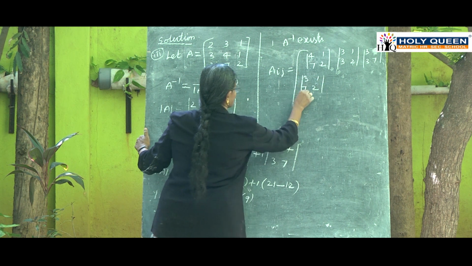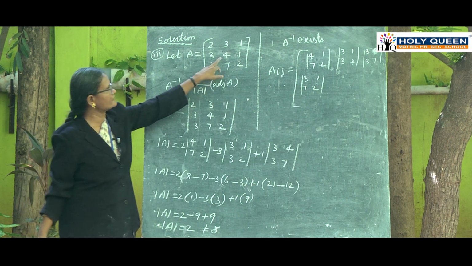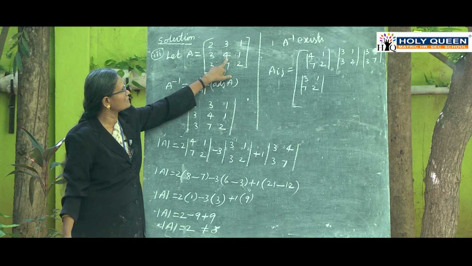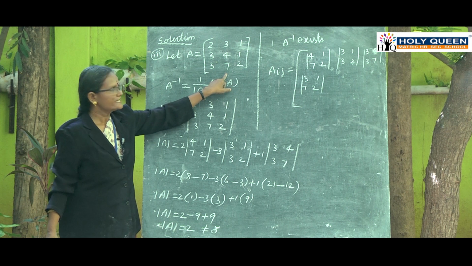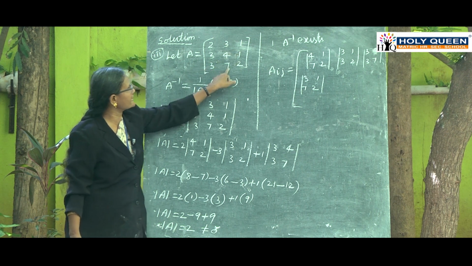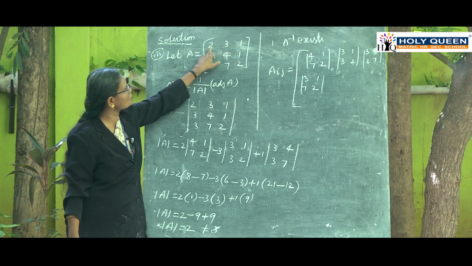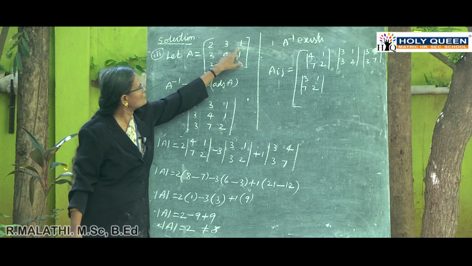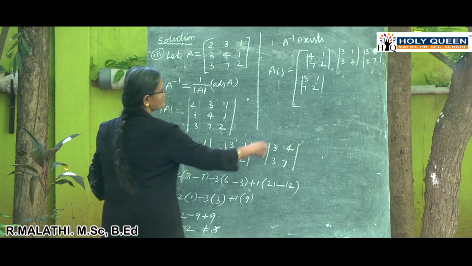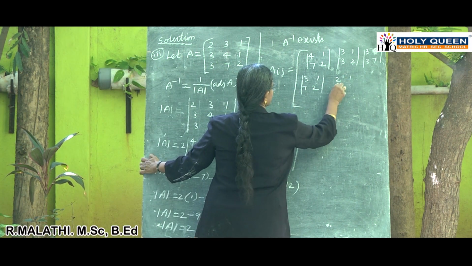In the second row, second element is 4. The position of 4 is second row and second column. Ignore that second row and the second column. What are the remaining elements? 2, 1, 3, 2. The minor of 4 is 2, 1, 3, 2.